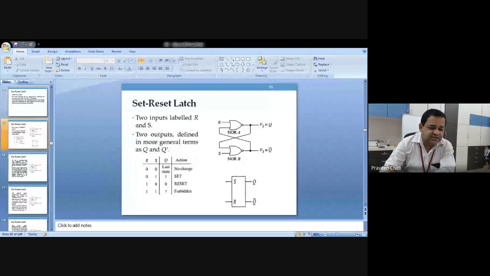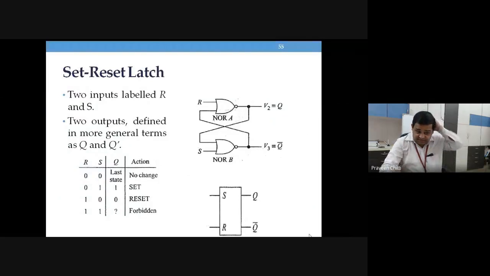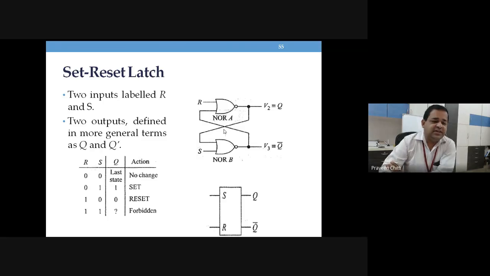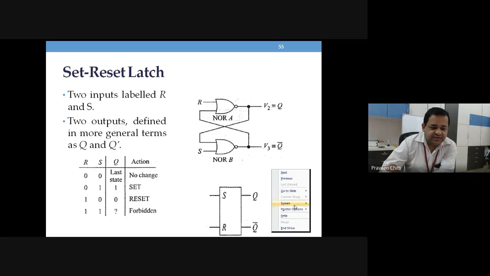The same SR latch was explained there. You can see this is the logic diagram for the SR latch, where we have used two NOR gates. One is shown as NOR A, NOR B, and the two inputs are connected as R and S.